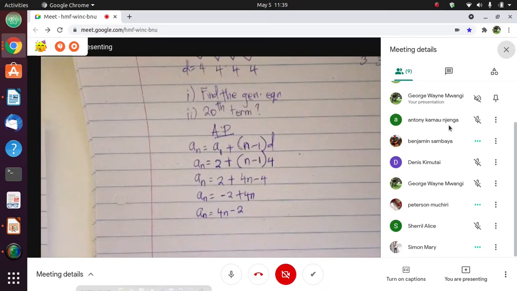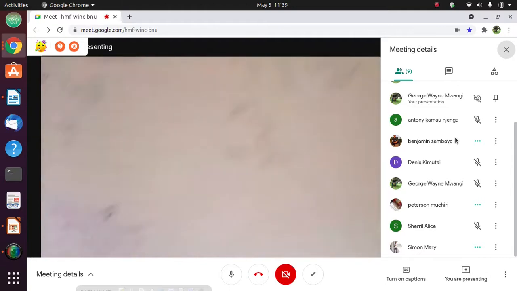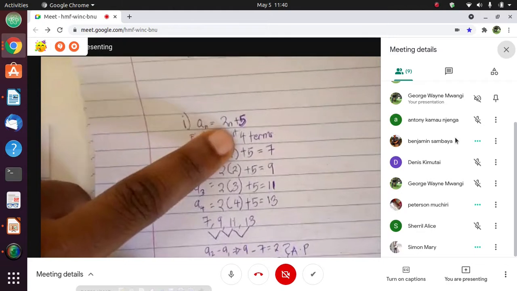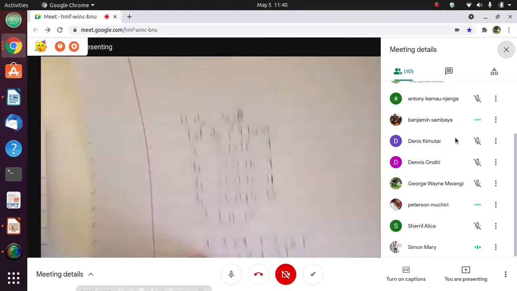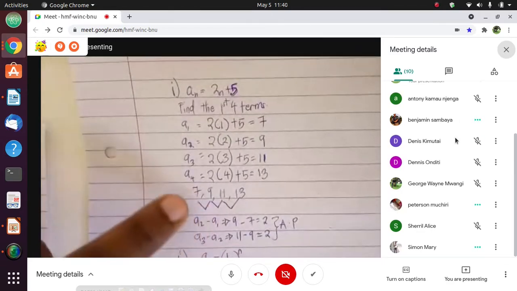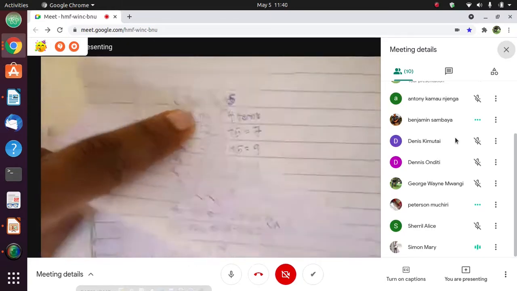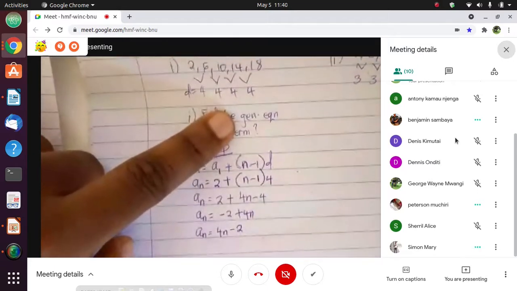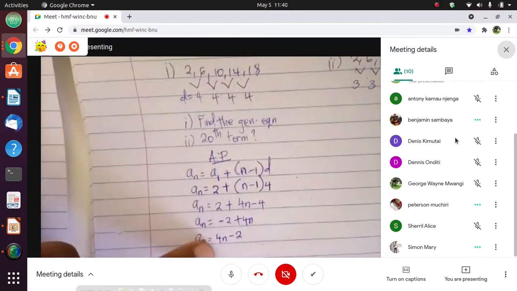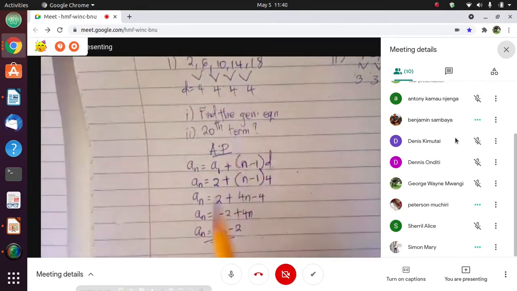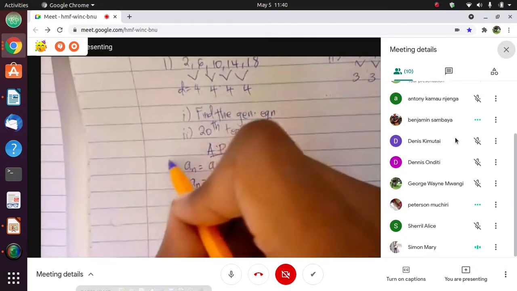Those are the type of equations ambazo tumekuwa tukifanya. Kwa mfano, this example that we started with, we have been given the general equation an is equal to 2n plus 5, so that you're told to find the sequence. But you might be given a sequence and then you're told to go back and find the general equation, and that's what you are doing. We have the sequence and you're told to find the general equation of that sequence. So tumepata that the general equation of this specific sequence is an is equal to 4n minus 2. That is part 1 of the question.